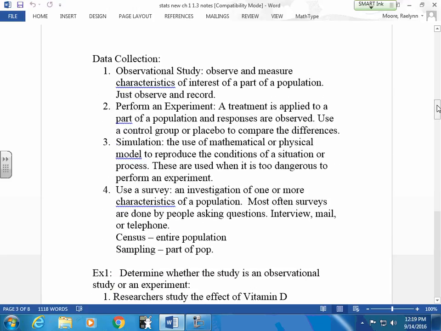Data collection. We look at how to collect data. We have 4 major things that we talk about. And again, just very, very briefly. An observational study. Observational has the word observe. You're just observing. You're not influencing them. You're not giving them a special pill to make them run faster. You're not sitting down working with them.